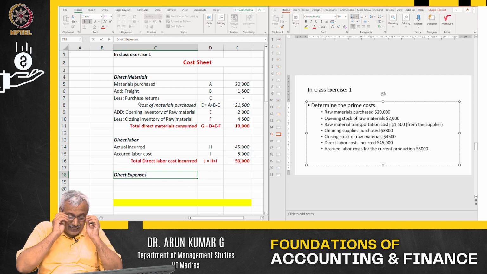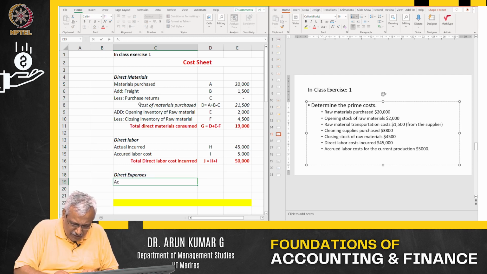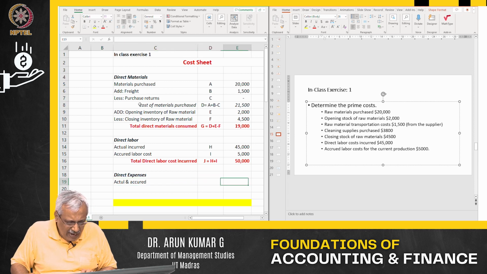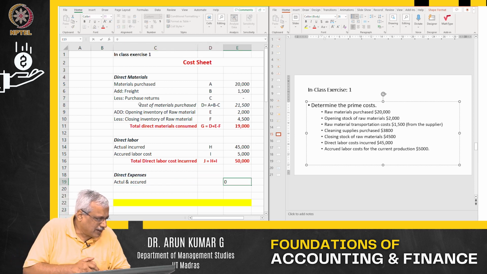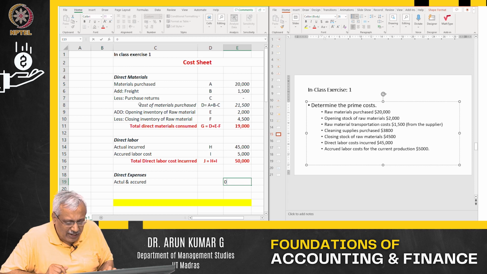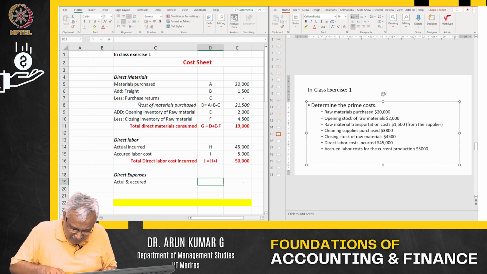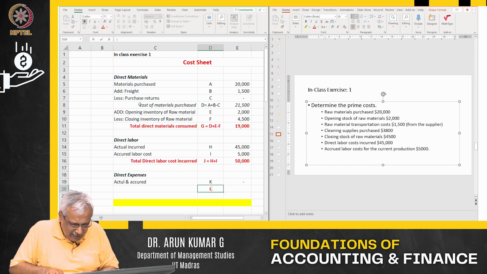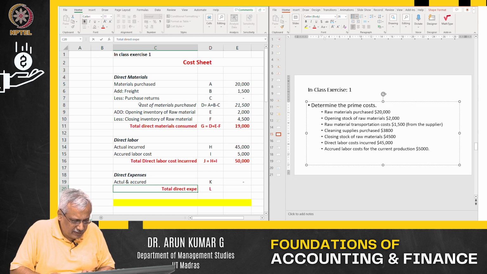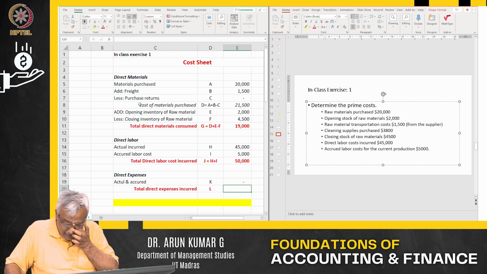Unfortunately, in this direct expenditure, the actual and accrued part of it I will keep as 0 in this particular case. I will keep this as k out here, and then I'll say the total direct expenses incurred in this particular case is basically the same.